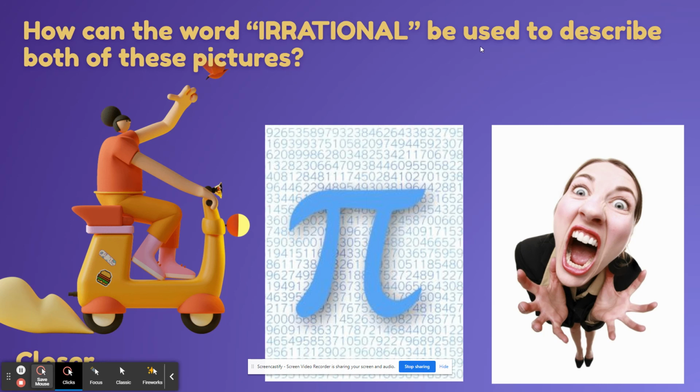How can the word irrational be used to describe both of these pictures? Now, here's what I would say: this is a number that goes on forever, never ends, never repeats. I don't really like this image. I'm not the person that created this, but when people get angry, a lot of times they will go off on a tangent and they will just go on and on and on forever just because they're mad. But irrational numbers, irrational people is something to think about.